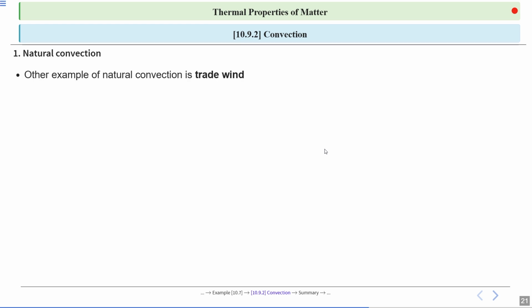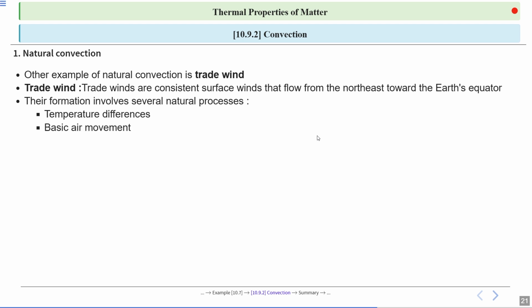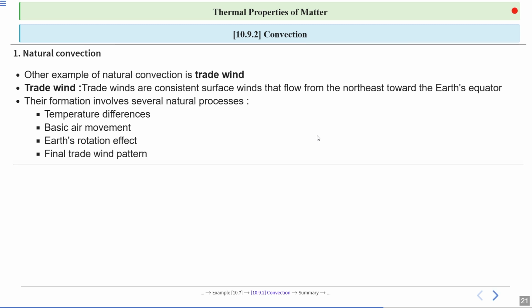Another example of natural convection is trade wind. So here the question arises, what is trade wind? We can say trade winds are the consistent surface winds that flow from the northeast toward the Earth's equator. Their formation involves several natural processes: temperature differences, basic air movement, Earth's rotation effect, and final trade wind pattern. We will discuss each natural process one by one.